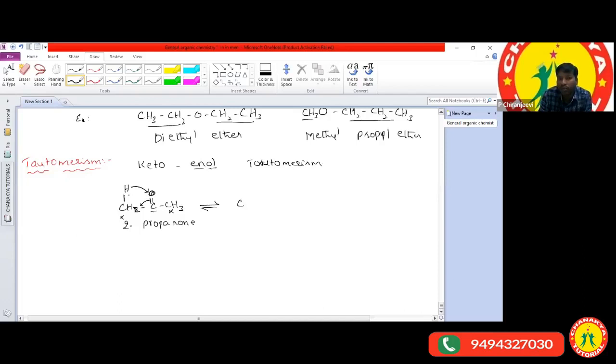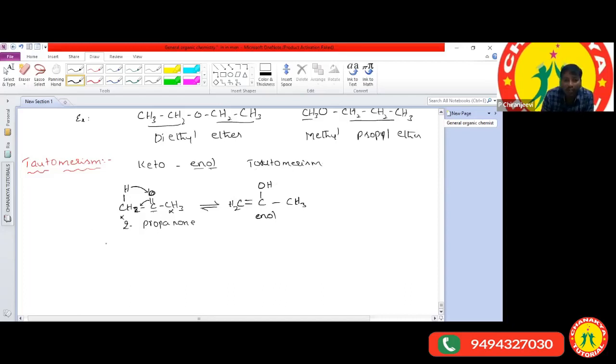So when the hydrogen is attached to the oxygen, the ketone functional group is converted into the OH group and a double bond is present between two carbon atoms. Whenever a double bond is present between two carbon atoms, it is converted into the enol formation only. Due to that reason we call it tautomerism, also keto-enol tautomerism.